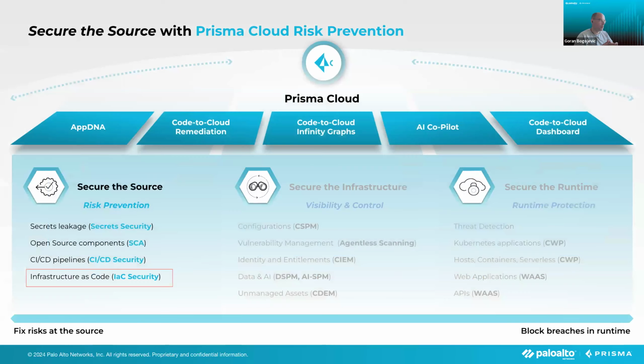So what exactly is Prisma Cloud? Dino mentioned this is a cloud security platform that provides different features, but mainly today we are going to talk about risk prevention or application security, and even more specifically, infrastructure as code security.